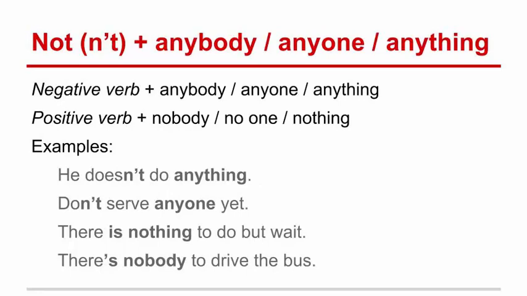We use a negative verb with anybody, anyone, or anything, and a positive verb with nobody, no one, and nothing. Examples. He doesn't do anything. Don't serve anyone yet. There is nothing to do but wait. There's nobody to drive the bus.